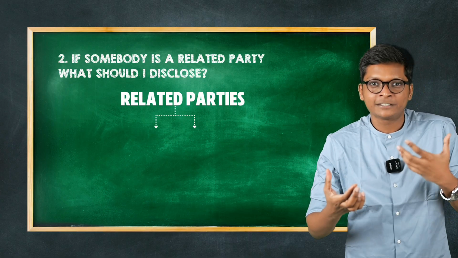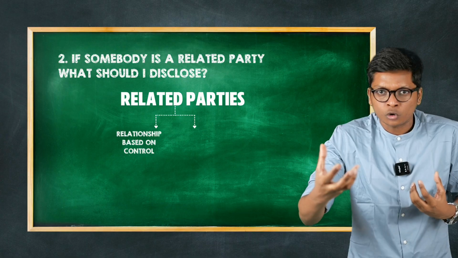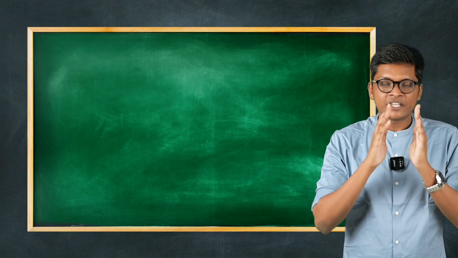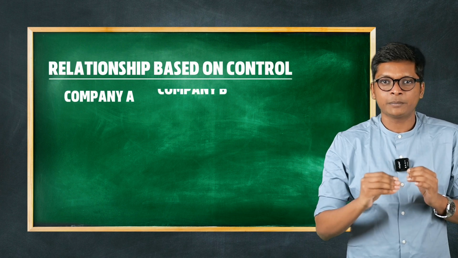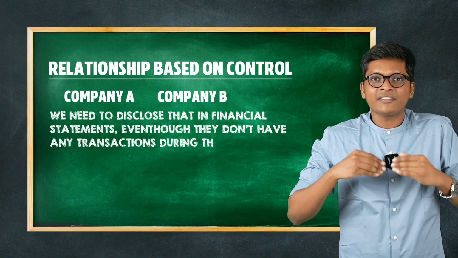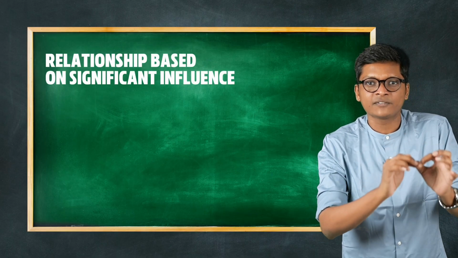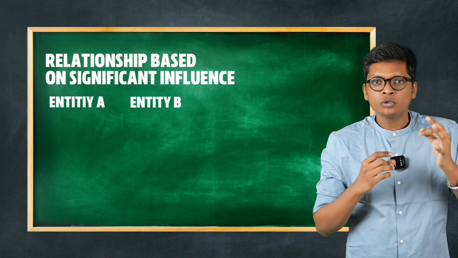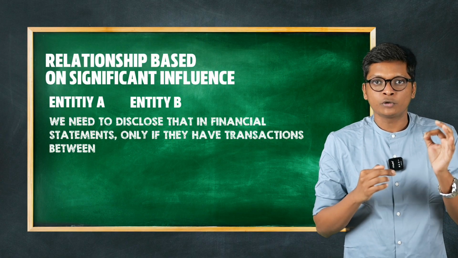How you have arranged marriage, situationship and all of that. In this standard we have two types: relationship based on control, and relationship based on significant influence. If it is a relationship based on control between two companies, let's say company A and company B, you need to disclose that in the financial statements even though they don't have any transactions during the year. Second, relationship based on significant influence. Let's say entity A and B have a significant influence, then you need to disclose in the financial statements only if they have transactions between them during the year.